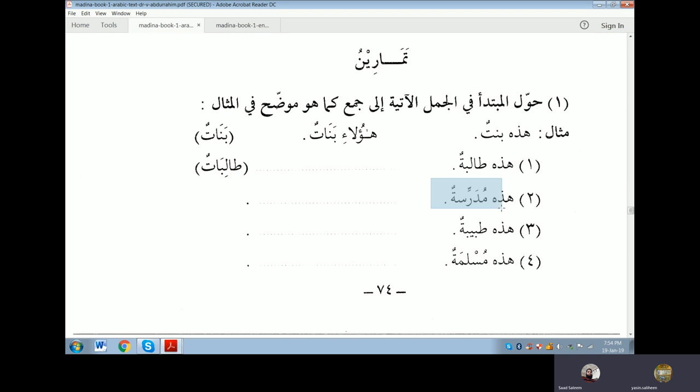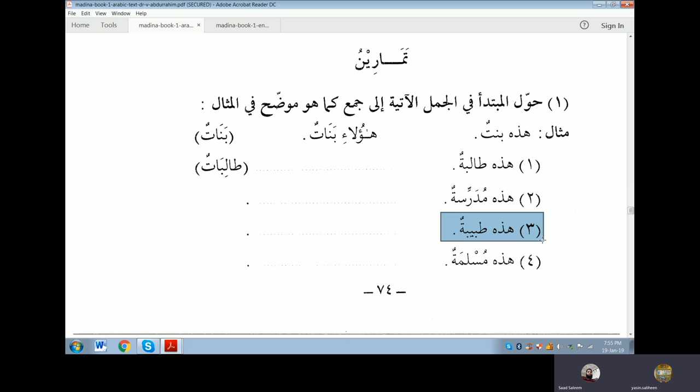Next. هذه مدرسة. And that will change to هؤلاء مدرسات. You will add alif here and after that you will add ta. Mudarrisatun.